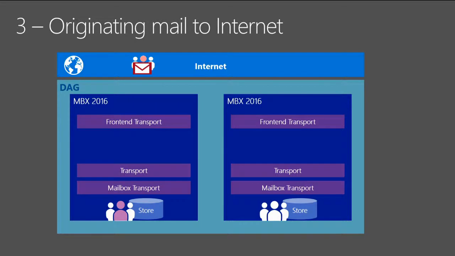And this is also assuming it went through front-end transport. Did you notice? The reason it went to front-end transport is because you had set that flag in your send connector to route mail via front-end transport. If you had not set that flag, it would just go out without going through front-end transport.